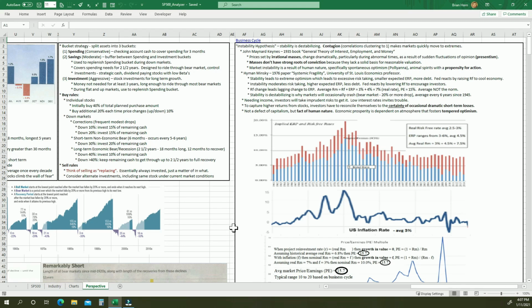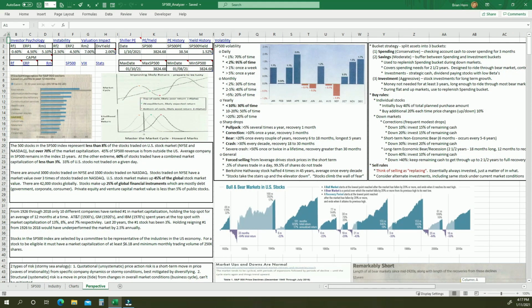Interesting to note that as early as 1935, John Maynard Keynes, in a book called General Theory of Interest, Employment, and Money, made similar observations about market instability. He said it's from spontaneous optimism, or Pollyanna, animal spirits with a propensity for action. So the prices are set by irrational masses, particularly during abnormal times, resulting in fluctuating opinion, primarily from people having what's known as presentism, or over-focus on what's happening right now in the market.